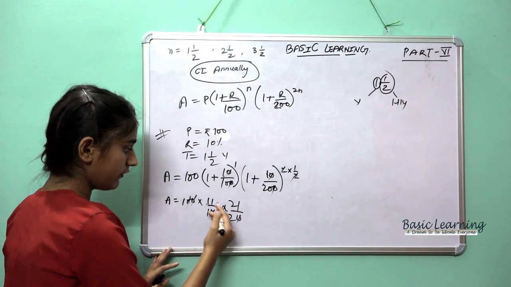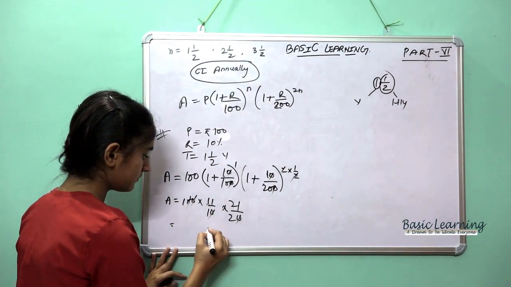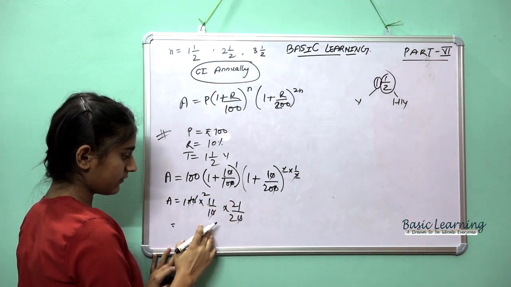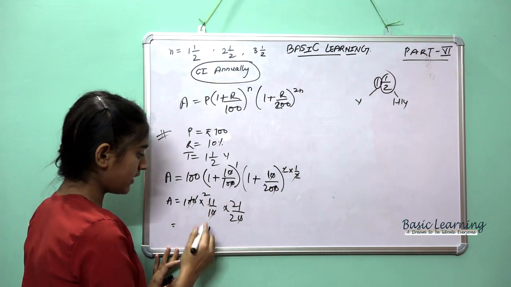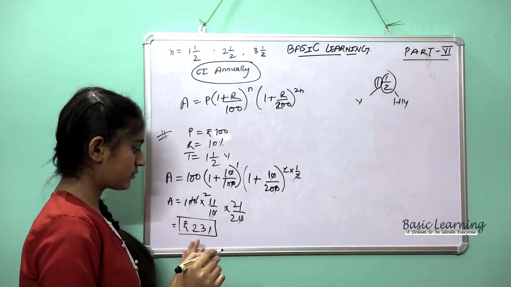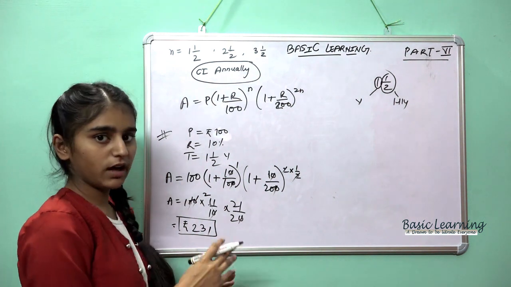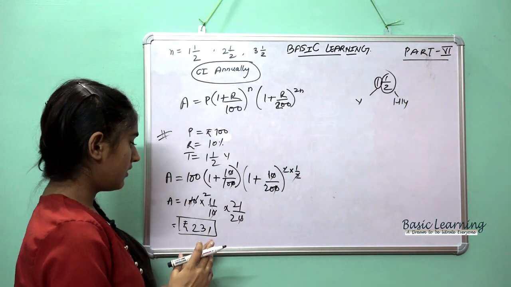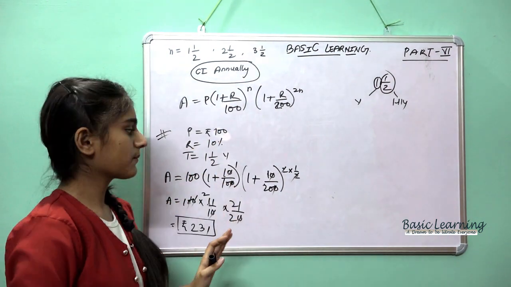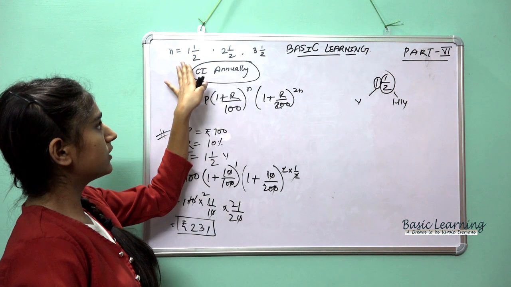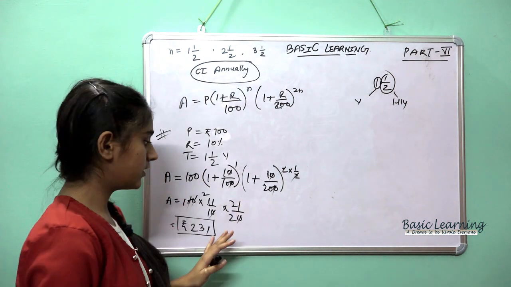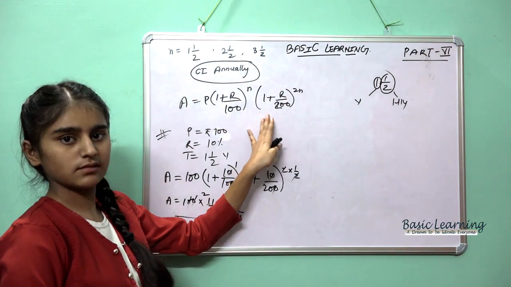So now we will multiply these both. Carrying 2, 21 ones are 21, carrying 2, 21 ones are 21, here 23. This is the amount which we get. This was on half yearly basis, while on yearly basis we were calculating the compound interest. So if the time duration is given in mixed fraction, the formula will be this.